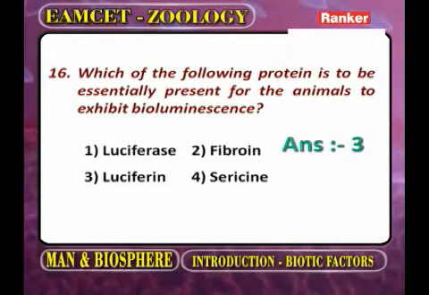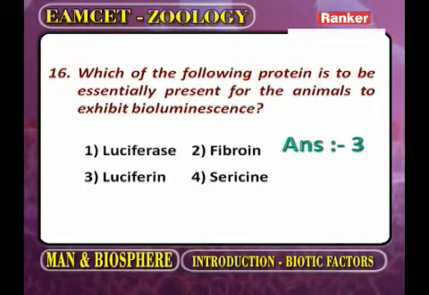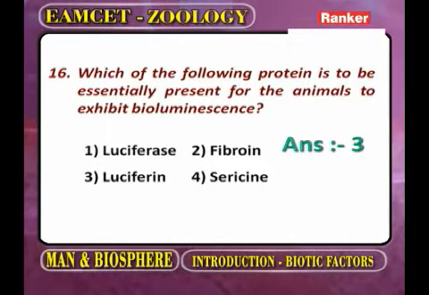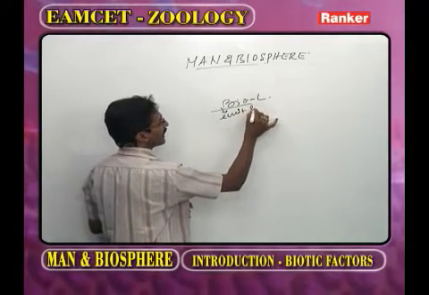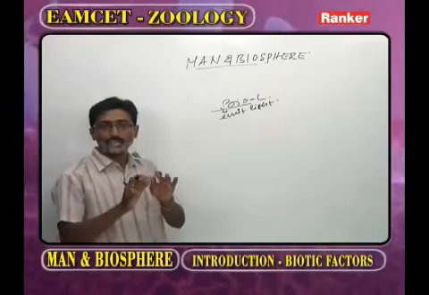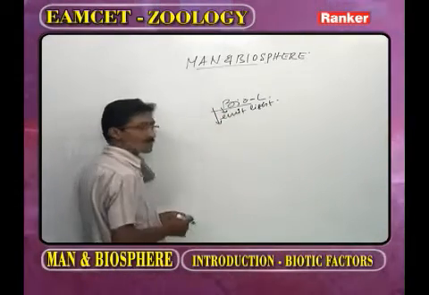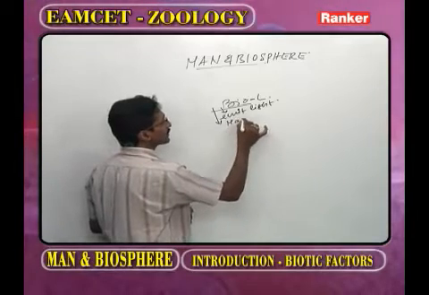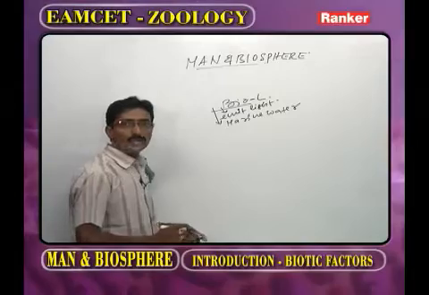Which of the following proteins is essential for animals to exhibit bioluminescence? Now, what is meant by bioluminescence? To emit light. Bioluminescent organisms are more in the marine water.